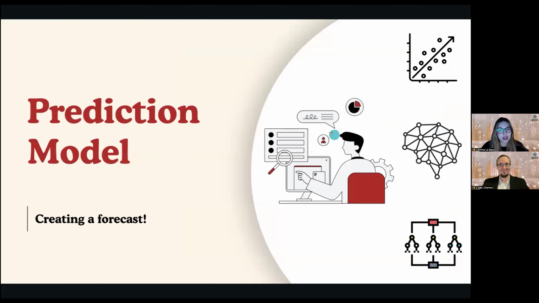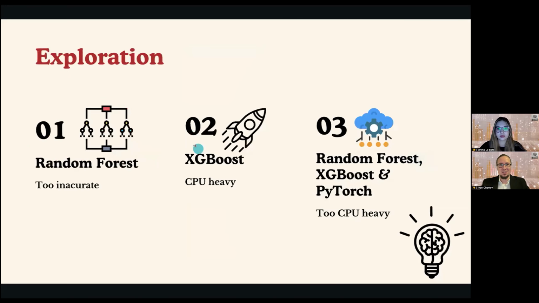Now we're going to have a look at our prediction models, and I give the floor back to Ivan. Thanks, Emma. Now let's take a look at how we built our prediction model. To achieve reliable forecasts, we turned to machine learning and dove into exploring various approaches. So basically, we started with random forest. It's a very famous machine learning algorithm, which was too inaccurate for us.